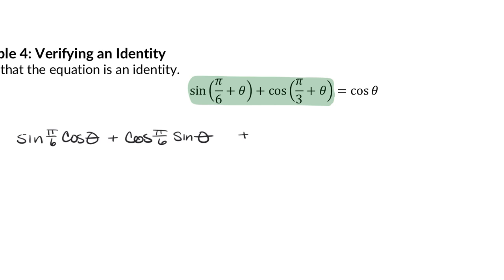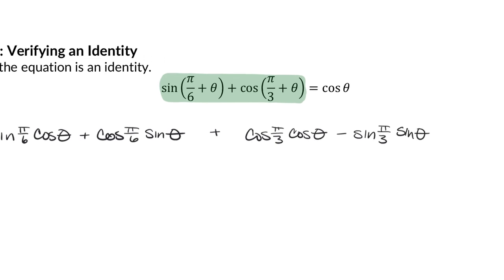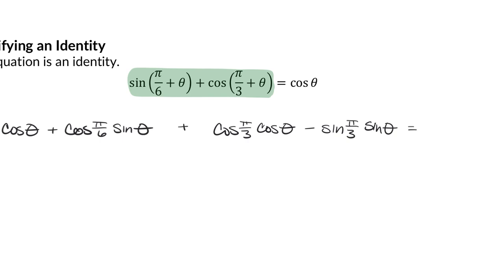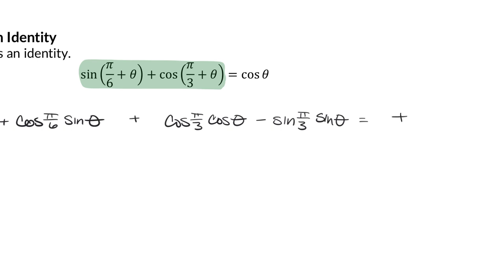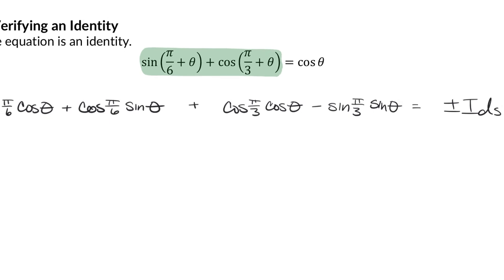That second part with the cosine becomes cosine of pi over 3 cosine of theta minus sine of pi over 3 sine of theta. And that is your sum and difference identities times 2. Let me write that where you can see that. We just did the sum and difference identity twice.